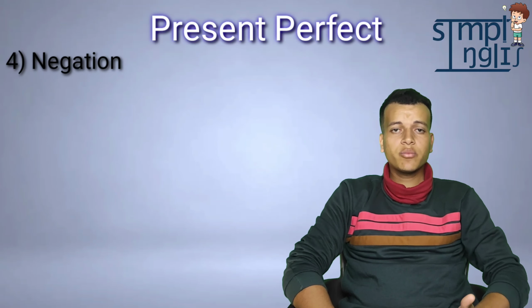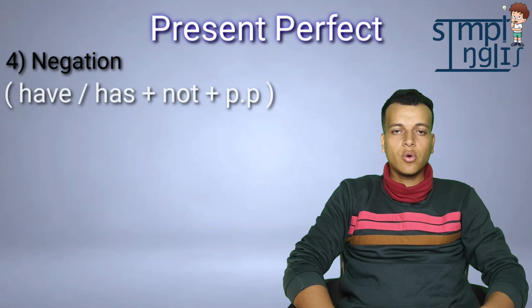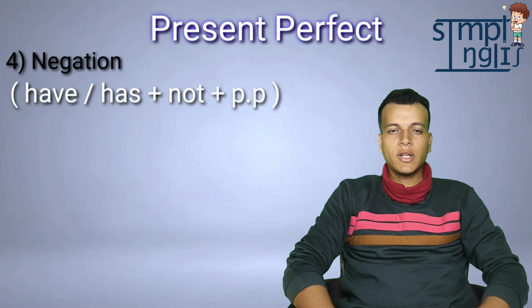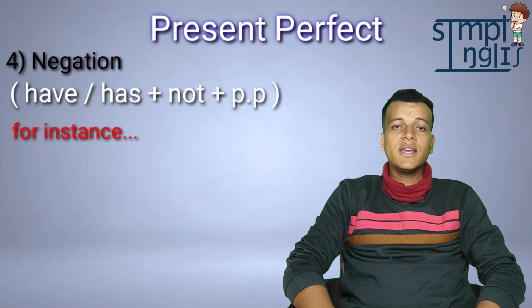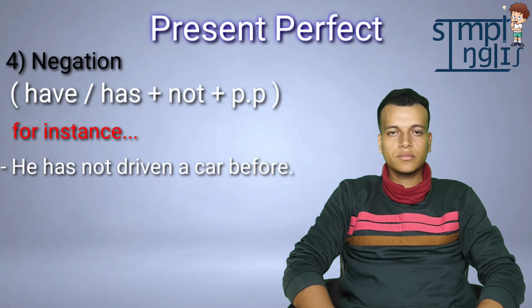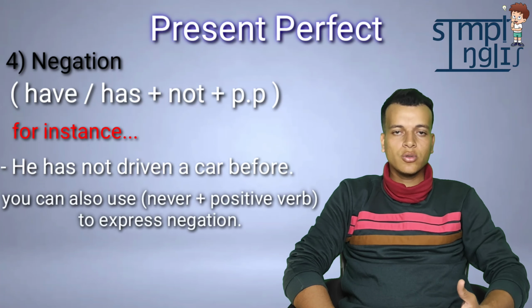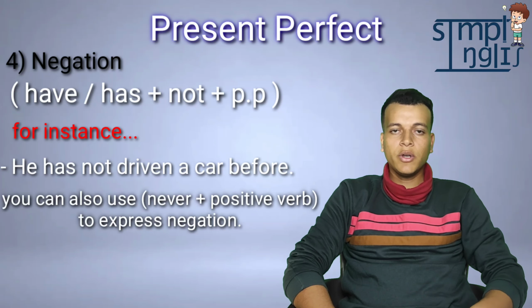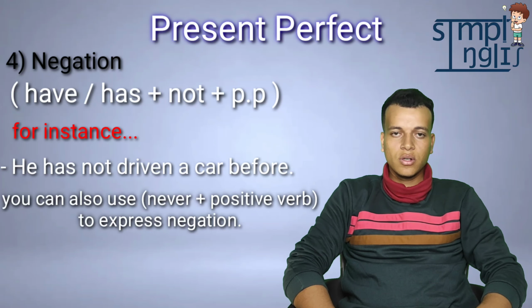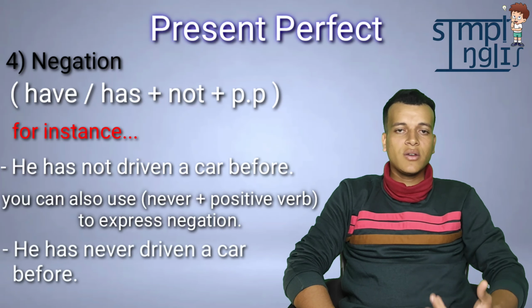Negation. The present perfect negative is have or has plus not plus the PP. For instance, he hasn't driven a car before. You can also use never plus a positive verb to express negation. So you can say, he has never driven a car before.